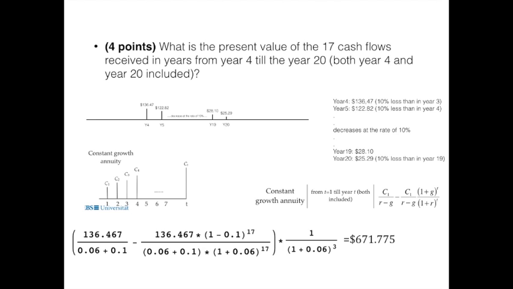$671.78. Okay? If I understood well, the new year 0 is the old year 3. Right? Exactly. So it is like you are calculating the present value from the perspective of year 3. So you would calculate from the perspective of year 3, then you would get this, but you still have to additionally discount it to calculate how much it is worth today. Okay?